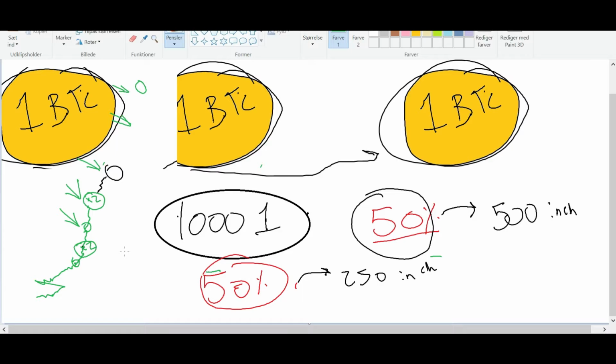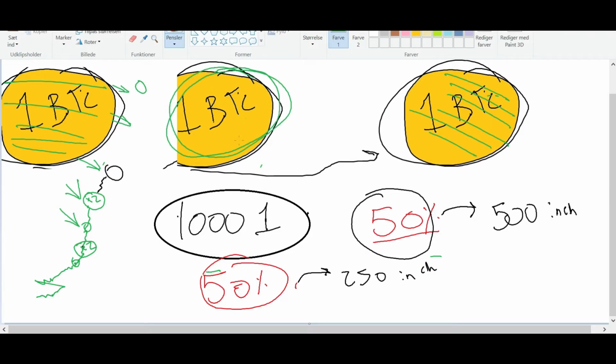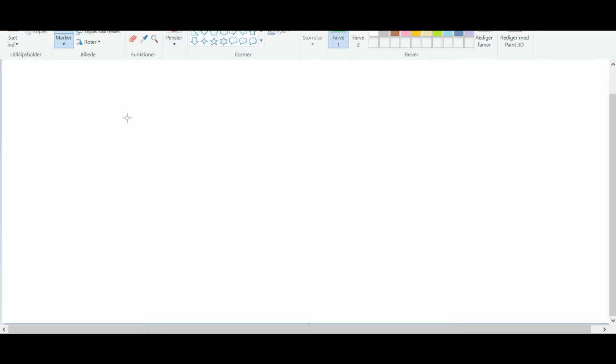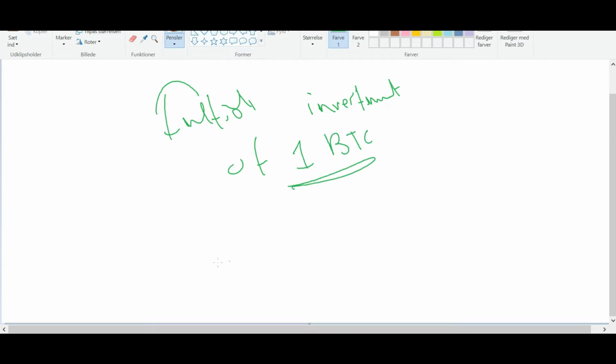So let's say we just followed this. At the end of the day, we take this and put it on a holding, right? Mathematically, if you actually look at it, we will only have our 1 Bitcoin invested. So we will always have nothing more and nothing less than our initial investment of 1 BTC. So this sounds all good, right?